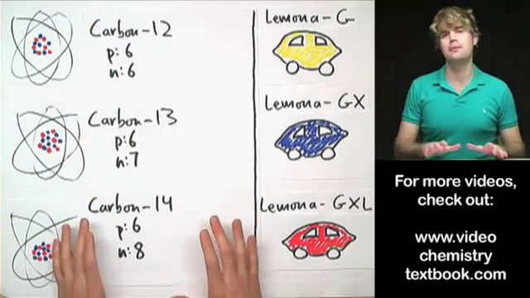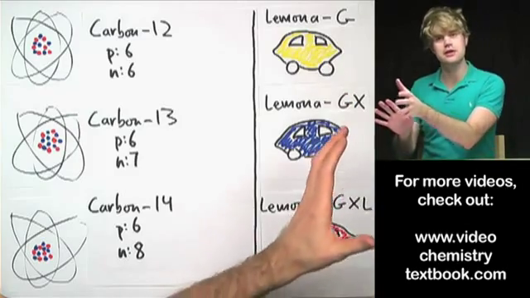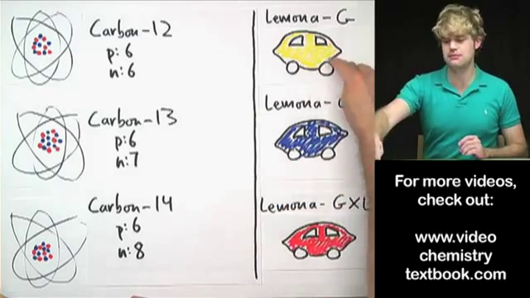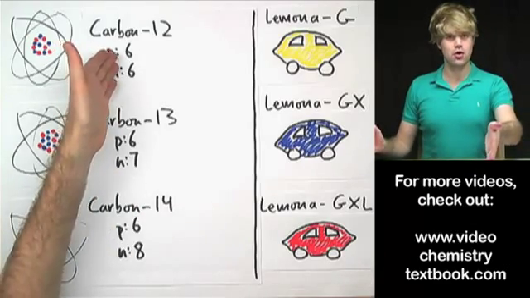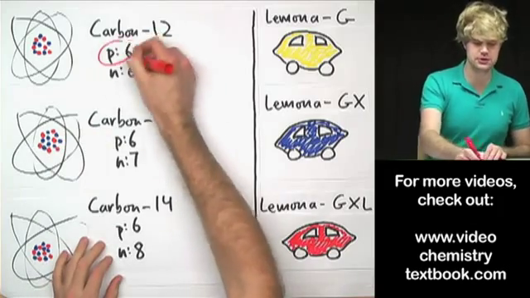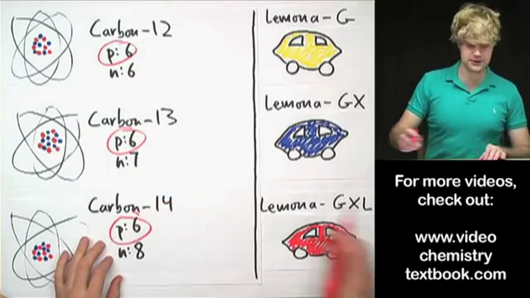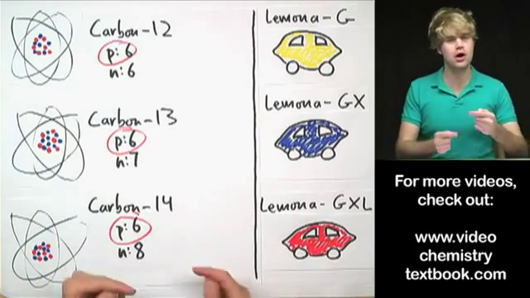So what do we have in common here? All the different models of the Lamona, even though there are things that they differed about, all have the same distinctive lemon-like shape. So for carbon, what they all have in common is they have 6 protons. 6 protons in the nucleus. And that's what makes a carbon atom a carbon atom.